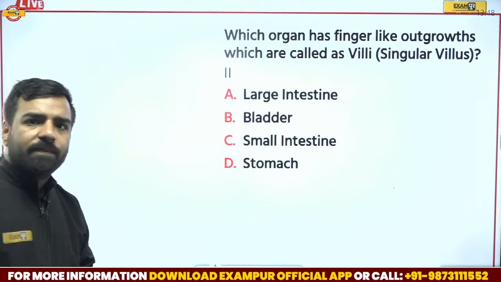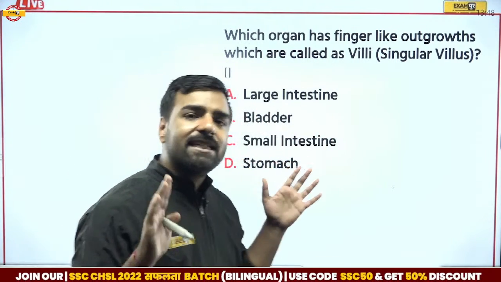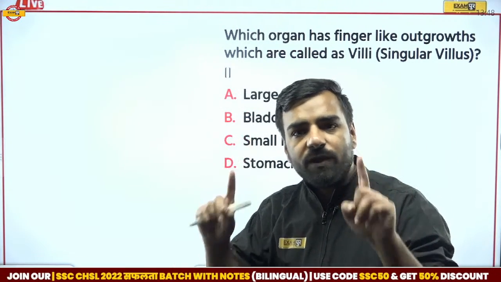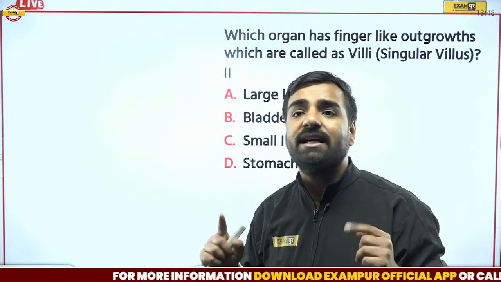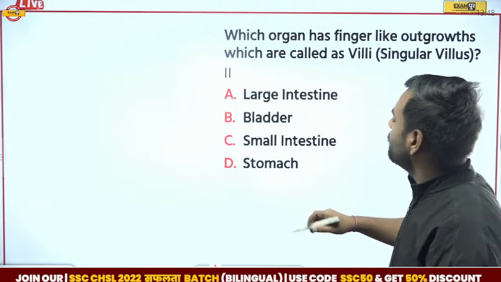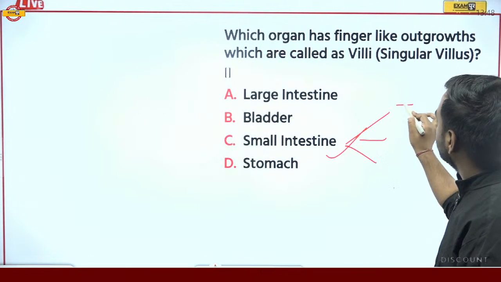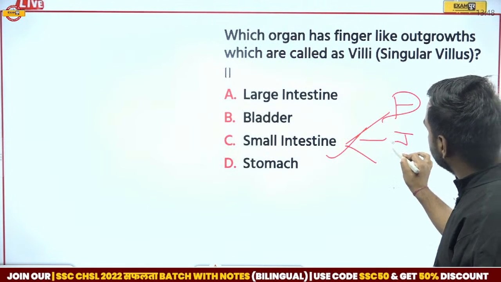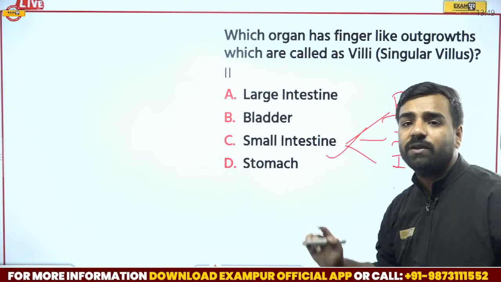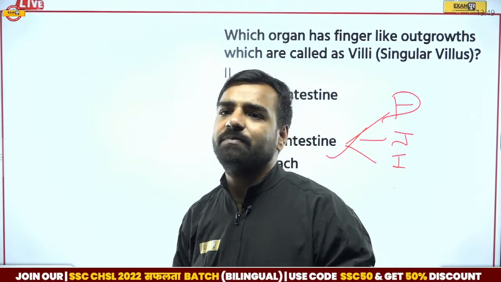No one? Okay. When we talk about villi, let me tell you, they provide the maximum surface area so that maximum digestion can take place. And we know maximum digestion takes place in our stomach. Sorry, maximum digestion actually takes place in the small intestine. In the small intestine we have three parts: the duodenum, the jejunum and the ileum. We have villi in this small intestine, which help in maximum absorption, and yes, maximum digestion can take place.